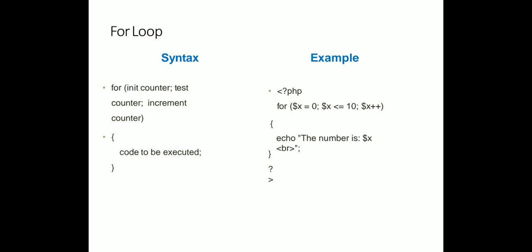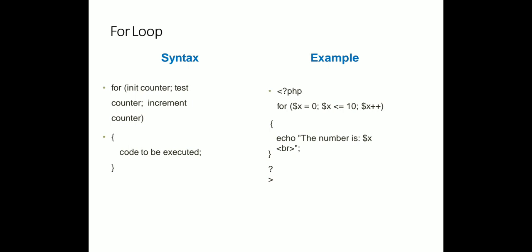Okay, and next is the for loop. The syntax for loop considered as for init counter, test counter, and increment or decrement counter. Okay, and in bracket code to be executed.